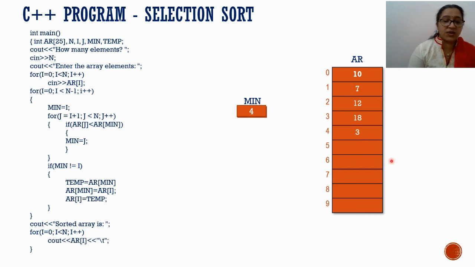Now the array is over. Now next is what? We want to check the min value and the i value. i value is at the 0th position. Min is now 4. It is not equal, so we want to swap it.